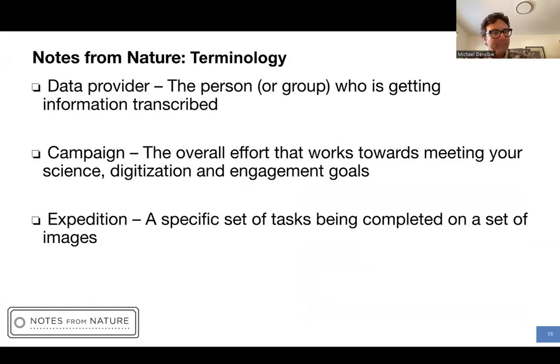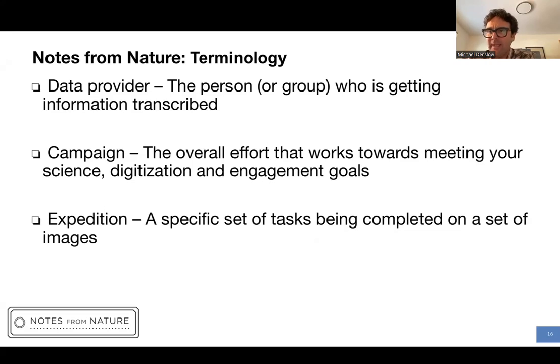And so a little bit about the terminology I'm going to use. A data provider is like you. That's the person saying, hey, I got these images and I want some measurements of the leaves, or I want certain things transcribed. The campaign is your overall effort to work towards those digitization goals. That can sound a little intimidating. People are like, whoa, I don't have a whole campaign, I just have like 5 expeditions I want to do.